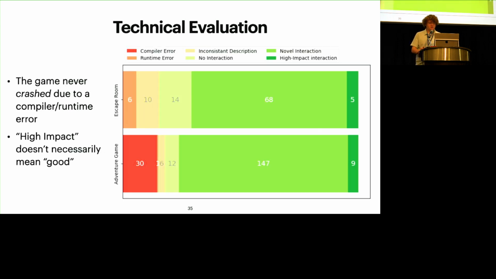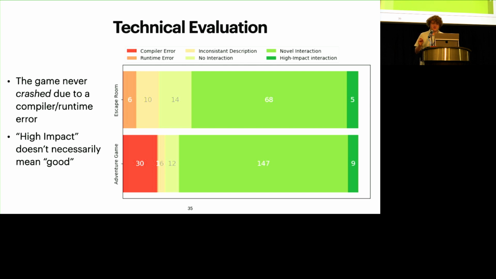The most common result was for Grommet to generate a novel interaction. This is a new interaction or spell that you could look at and say, yeah, I guess that makes sense given what the context was. A smaller but significant portion of the time, Grommet ran into some sort of error, although I should say that the game never crashed due to compiler or runtime errors. From the player's perspective, this usually looked like they tried to do something and then nothing happened.